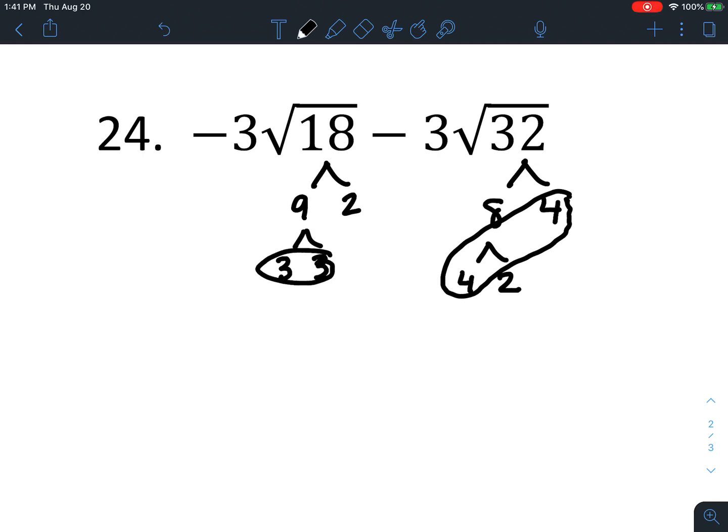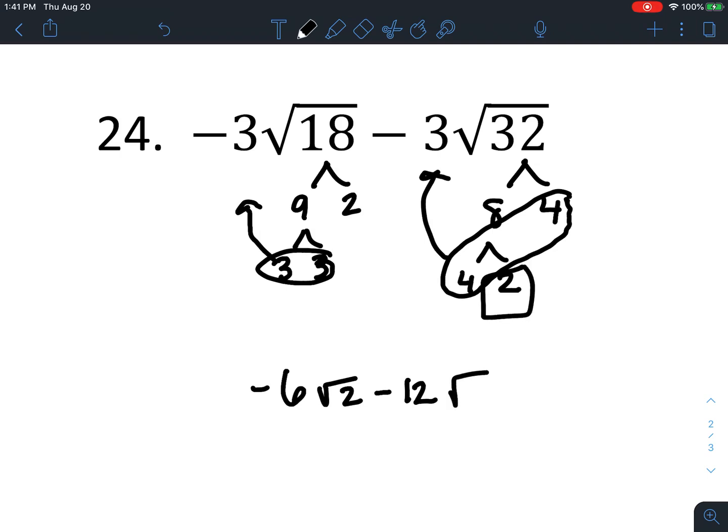I'm going to circle these 3's. Okay, so let's work first on the square root of 18. 3's go outside, so negative 3 times 3 is going to be negative 6 square root of 2. Now here we've got our pair of 4's. Again, multiply and take them outside. Negative 3 times 4 is going to be negative 12. And my 2 gets left inside.